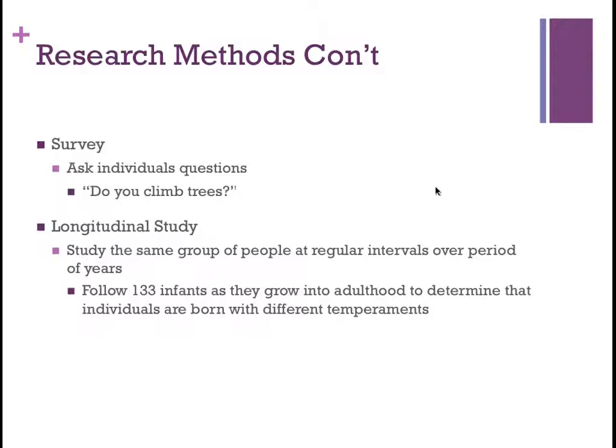Next, your longitudinal studies. You're going to study the same group of people at regular intervals over long periods of time. The example on here is that you're going to follow 133 infants as they grow into adulthood to determine that individuals are born with different temperaments. So from the day they're born to when they reach adulthood, you are going to check in on them regularly and observe their behavior and see if you can determine that everybody was born with different temperaments.